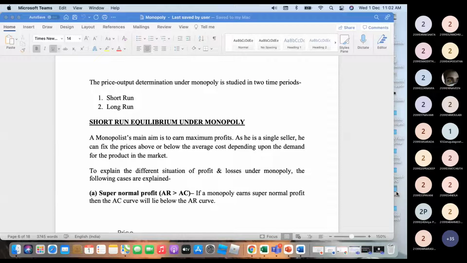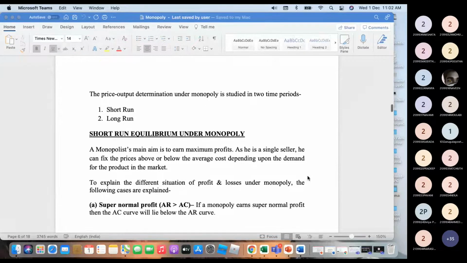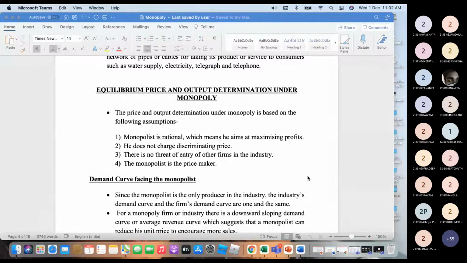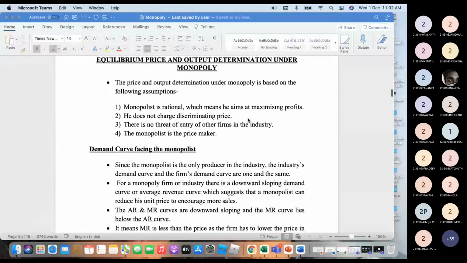Because the seller is a single seller, he is the price maker, which means that he is the one who only decides the price of the product. Then there was a theoretical part which we had taken in the last class, which is what are the different types of monopoly and what are the barriers to the entry of new firms into the market. Then subsequently we had done the equilibrium price and output under monopoly, wherein we did about the assumptions.